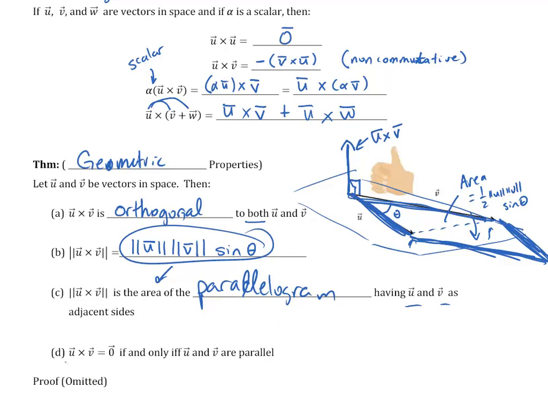Last thing, if you get 0 when you take the cross product, either they're the same vector or they're parallel. This last point just says if you get 0, the only way that that's possible is if the area of that parallelogram is 0, and the only way for that area to be 0 is if the two vectors go in the same direction, namely that they are parallel.